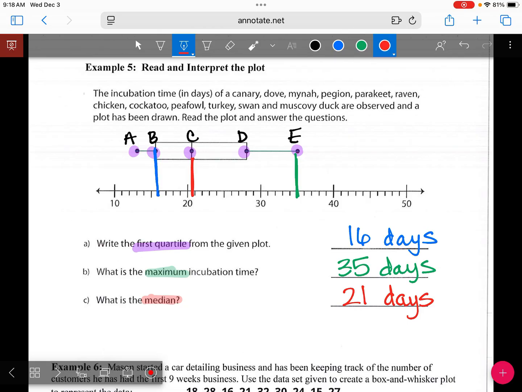I'm going to give you about 5 minutes to do number 6 by yourself. Start off by putting the numbers in order.